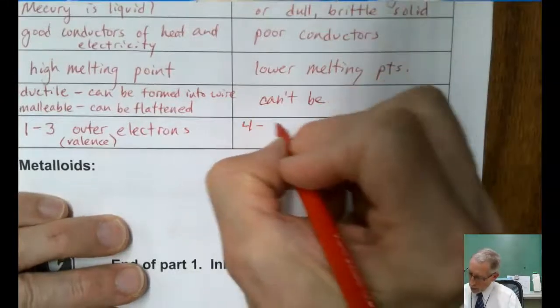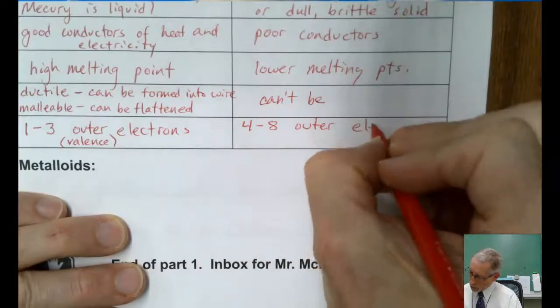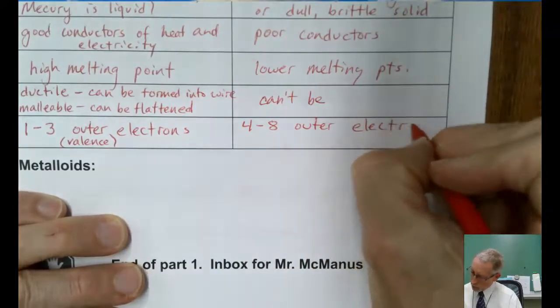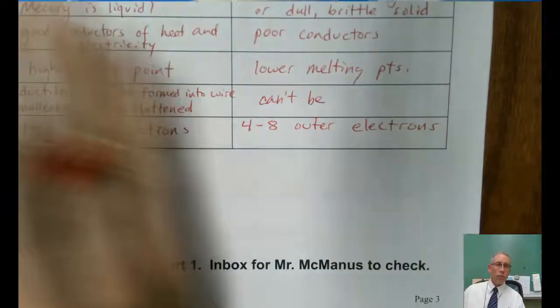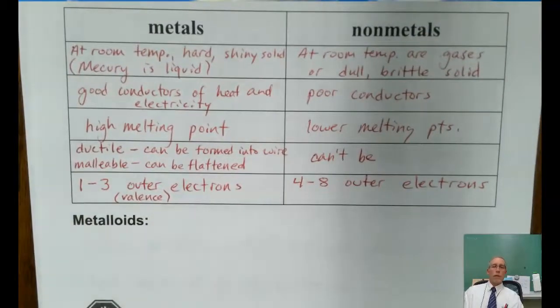And the nonmetals tend to have between 4 and 8 outer electrons. Again, these are general properties. Not every metal or every nonmetal will necessarily have exactly these properties. So those are the properties of metals and nonmetals.